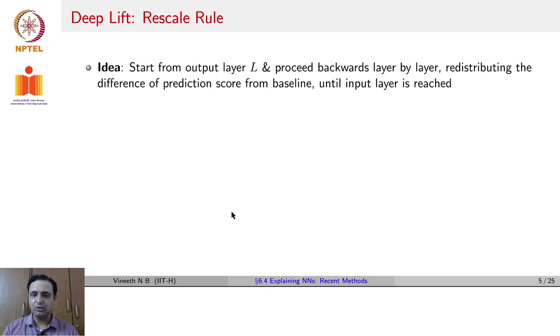So Deep Lift introduces a few different rules, in fact 3 different rules, but we'll talk about one of them here to be able to explain it. For more details, you can look at the paper. This rule is known as the rescale rule, and it broadly explains the idea behind the paper. So you start from an output layer L and you proceed backwards layer by layer, redistributing the difference of prediction score from baseline until the input layer is reached.